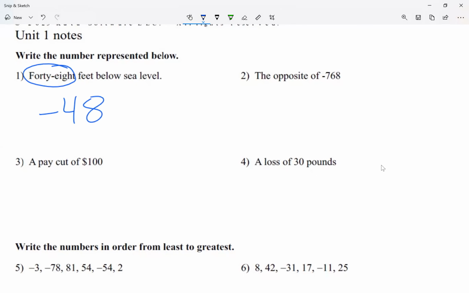Okay. The sign will be very, very important. If it's a negative, make sure you do put a negative. If it's a positive, you don't have to put a negative sign or a positive sign.